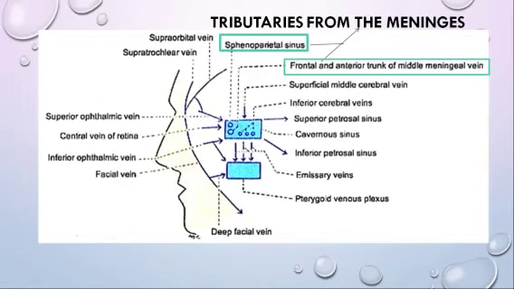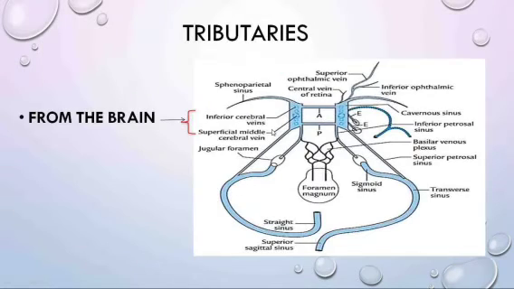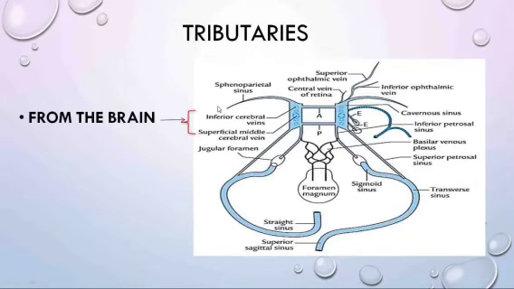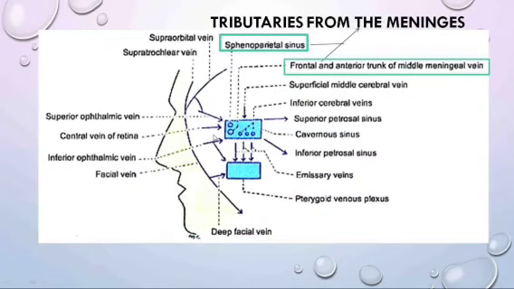So now you are all clear about the tributaries. The tributaries of the cavernous sinus are from the orbit, from the brain, and from the meninges. From the orbit, there are three tributaries: superior ophthalmic vein, inferior ophthalmic vein, central vein of retina. From the brain, two veins: inferior cerebral vein, superficial middle cerebral vein. From the meninges, two veins: sphenoparietal sinus and frontal and anterior trunk of middle meningeal vein.